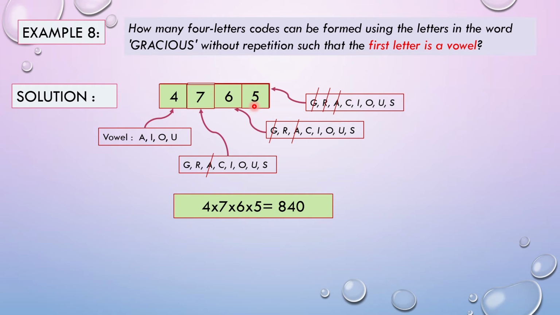Now you multiply the digits. 4 times 7 times 6 times 5 equals 840. So that will be the number of arrangements. For this case, you cannot straight away take 8P4 to form the code, and you will get the wrong answer, because for this case you have a condition to fulfill. So using the box method will be very useful.